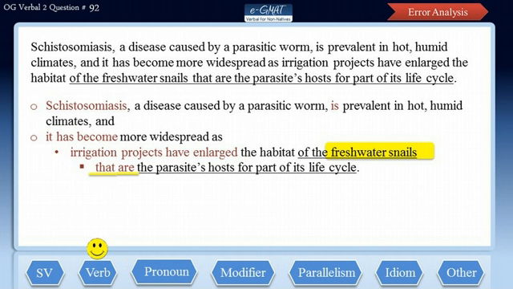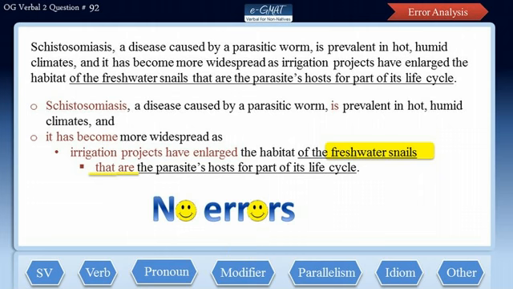That clause correctly modifies the freshwater snails, giving information that these snails become hosts to the parasite for some part in its life. Hence, we do not have any modifier error here. There is no pronoun error, no parallelism error, no idiom error, and no meaning error in this sentence. Hence, this sentence is correct as is.